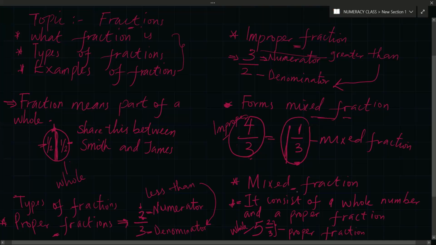Also, we've taken a look at what mixed fraction is. A mixed fraction consists of a whole number and a proper fraction. We looked at 5 whole number, 2 out of 3. So this is the whole number, and this 2 out of 3 is a proper fraction.